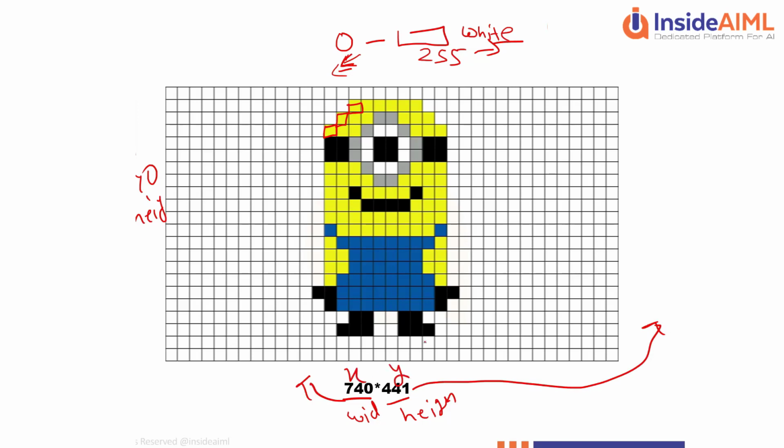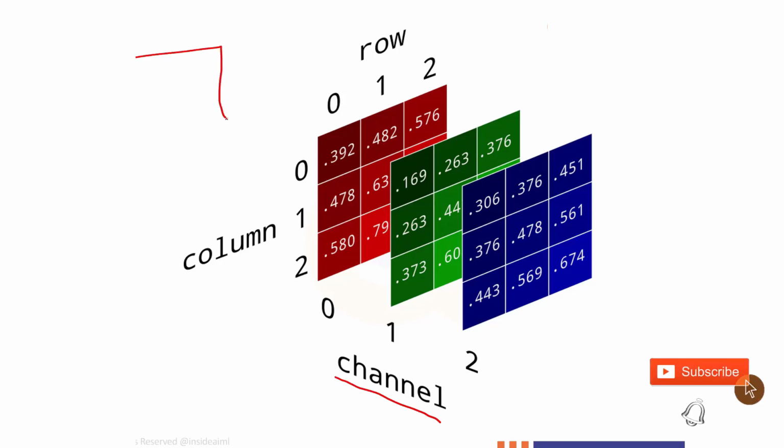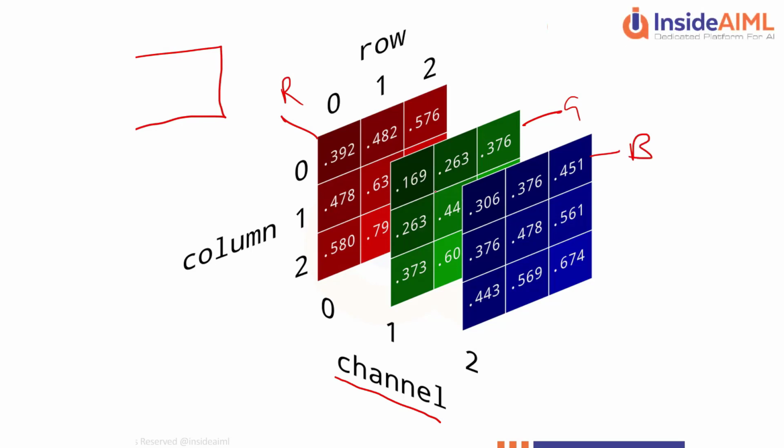So this is a point to be noted. Let's now talk about channels. What is a channel? I said that an image is made of three colors. The main colors are red, green and blue. These three colors combine with each other to form a color, okay? And the intensity value lies from 0 to 255.